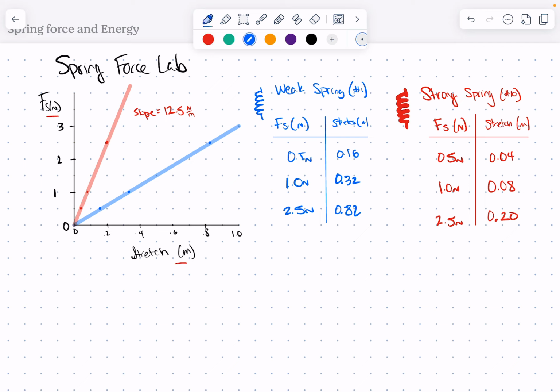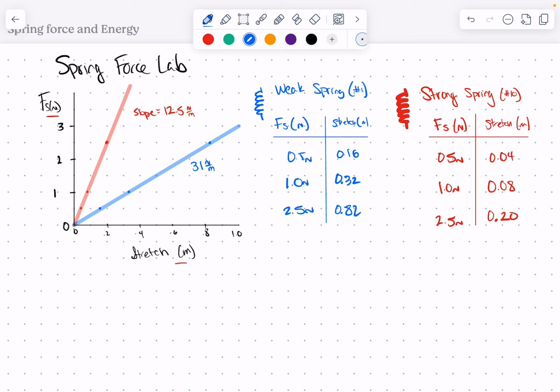And the slope for the weak spring was 3.1-ish, with some rounding, newtons per meter. Now, if you use the same numbers that I did, the 1 and the 10, you might have similar numbers as well. And so I want to talk about what this means for this lab.